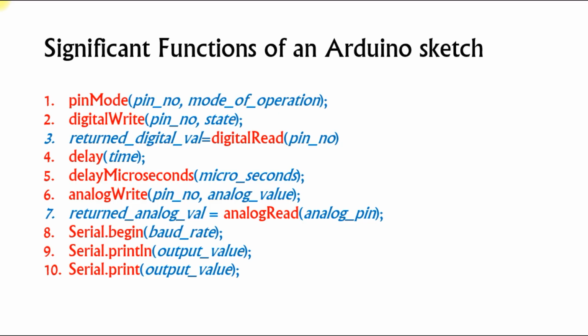Then the fourth one, delay, for time. The fifth one, delayMicroseconds. Within the bracket we give microseconds as the input. The fourth and fifth API commands are dedicated to providing delay. The fourth one gives delay in terms of milliseconds. If you give 1000 within the bracket, the Arduino will take it as 1000 milliseconds and produce a delay of 1000 milliseconds, which is approximately 1 second.